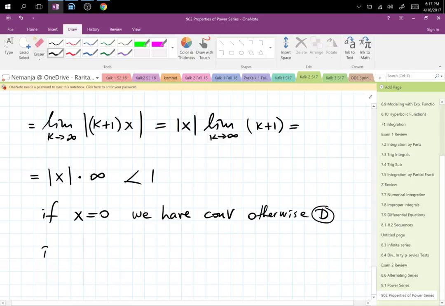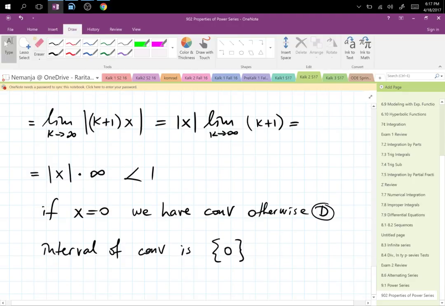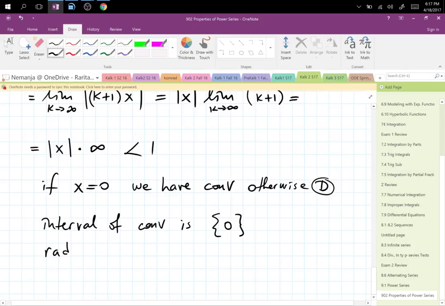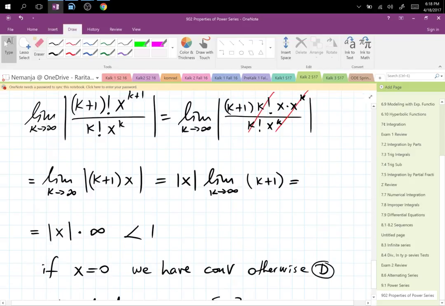So the interval of convergence is just 1 point, 0, and the radius of convergence is just r equals 0 because it's 1 point. So convergence at 1 point. Awesome. Did you just go to the beginning of the problem? Yeah.